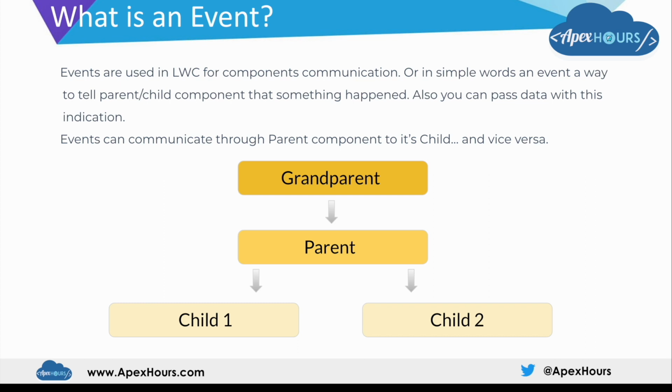You have to take action now, right? Also, you can pass data with this indication. Events can communicate from a parent component to a child and vice versa. As you can see in this diagram, you can pass the data from grandparent to parent and then parent to child, or you can do the vice versa as well, like you can pass the event or data from child component to parent or parent to grandparent again.